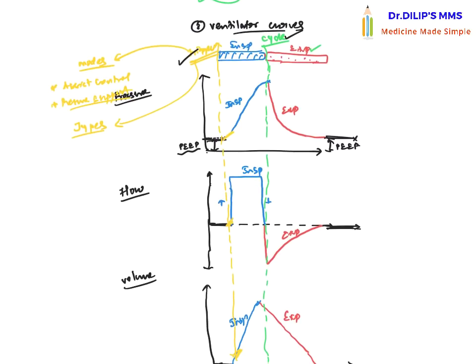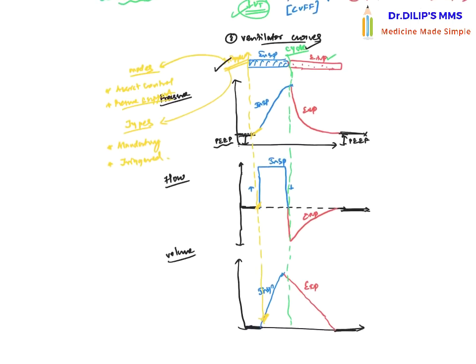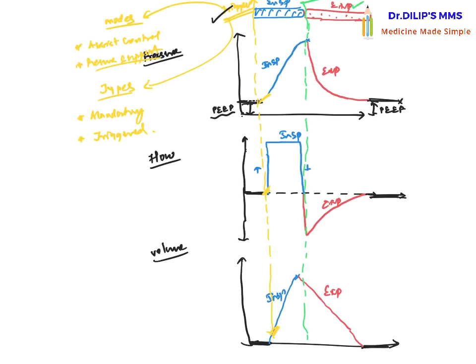And what are the types of triggers? Two types of trigger are there. Number one is called a mandatory trigger. Let me come back to that. And the second is something called a triggered trigger. It looks quite funny, but what is a mandatory trigger and what is a triggered trigger? Whenever you have a mandatory trigger, it means no matter what, it's going to give a breath. So let me draw a curve.